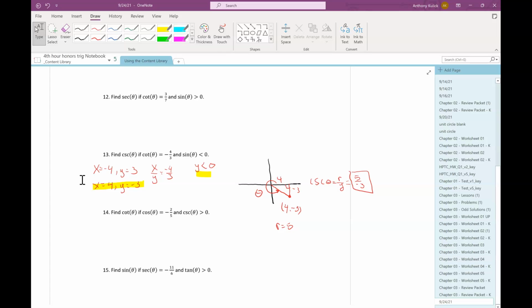So just from the cotangent, I didn't know which of two situations it was: either x was negative and y was positive, or x was positive and y was negative. But the sine being less than 0 tells me the y must be negative. So for example, if tangent is less than 0, it tells you either y is negative and x is positive, or x is negative and y is positive. If this question was cotangent and then tangent less than 0, there's not enough information to know which answer it is.